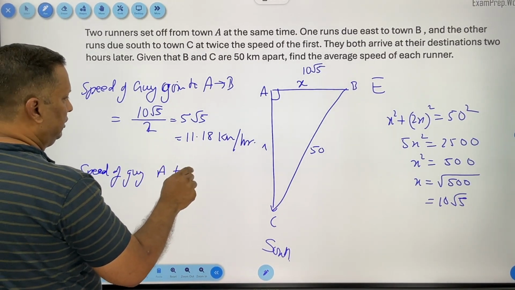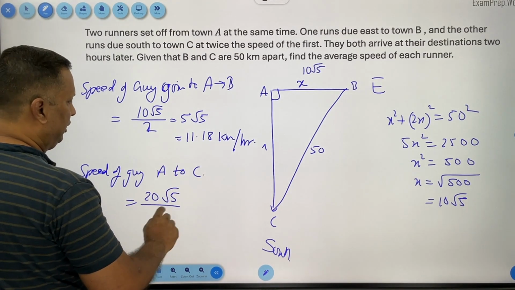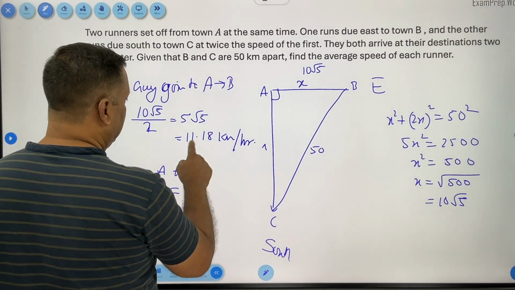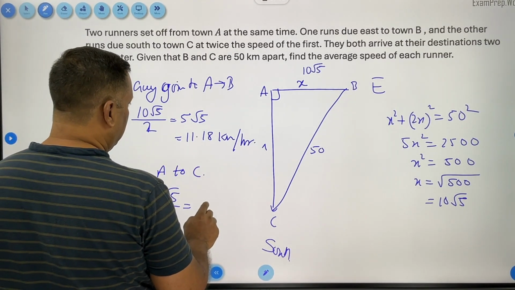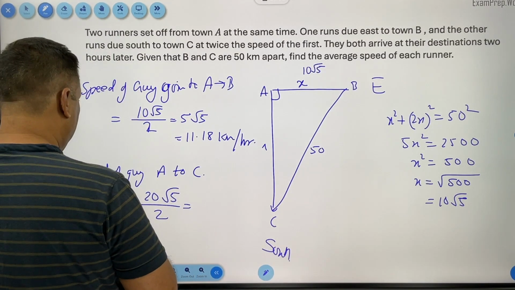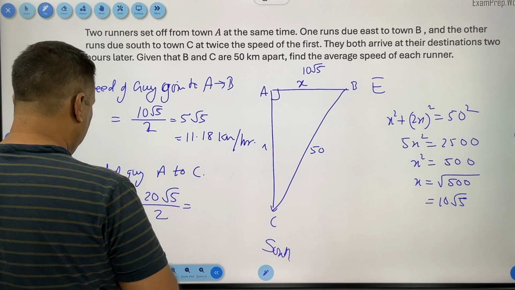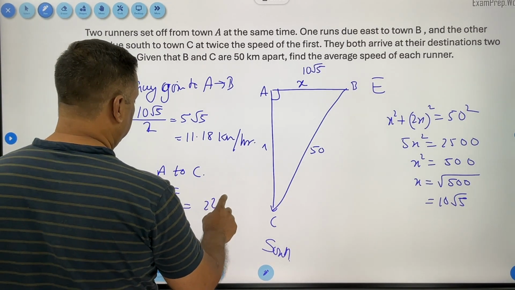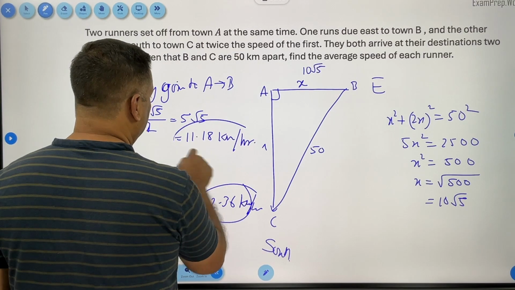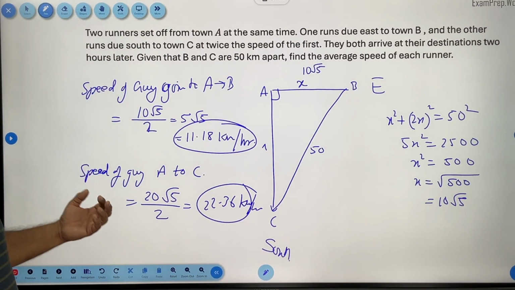Okay, and speed of the guy who is going from A to C, distance traveled is 20 root 5, time taken is 2. The speed is double obviously, so you can straight away say double of this. So it is 11.18 into 2, 22.36 kilometer per hour. So we now know the speed of both the kids or the persons who were going towards east and south.